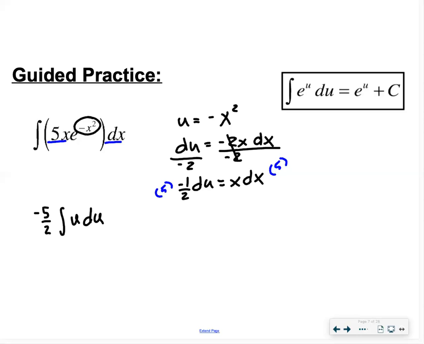Okay. And then at that point, you're just integrating. So I'm going to keep the -5/2 right here. This would be u to the second over 2 plus c. This is multiplying. So this would be -5u squared over 4 plus c.